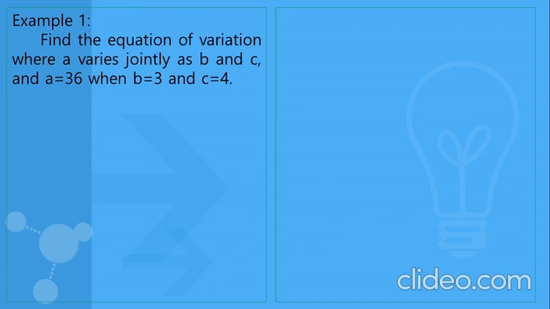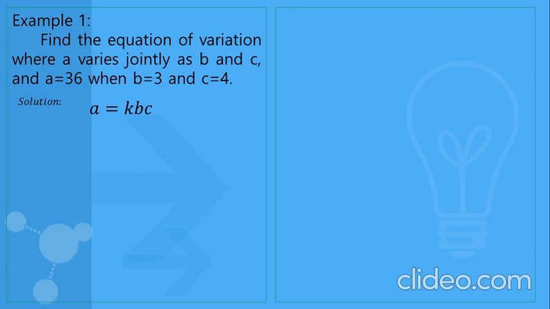Now let's consider an example. Find the equation of variation where A varies jointly as B and C, and A is 36 when B is 3 and C is 4. So for our solution, we translate A varies jointly as B and C into equation. So we have A is equal to kBC.